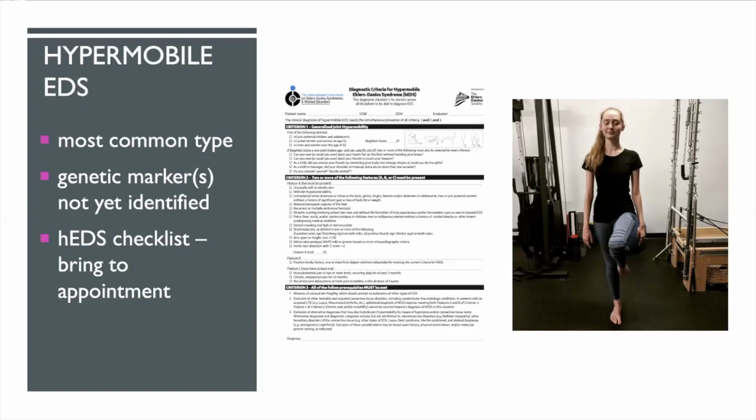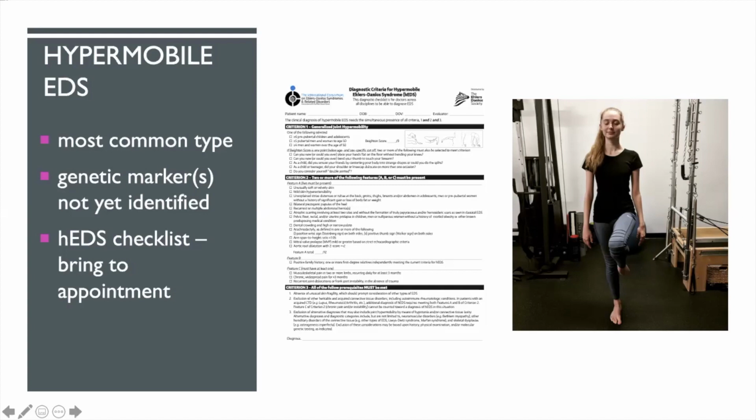And this is a checklist that you can take to a doctor's appointment and ask them, do you think any of this could potentially apply to me? You can print this off and take it in for your appointment. And in the upper right corner, it shows how to properly do a Beighton score.